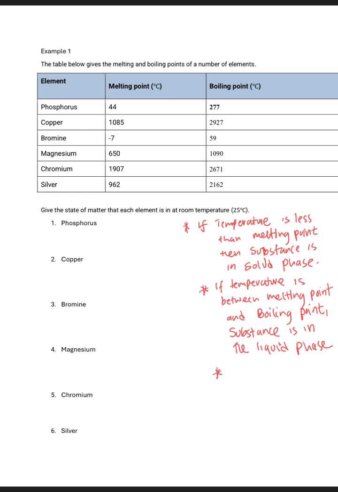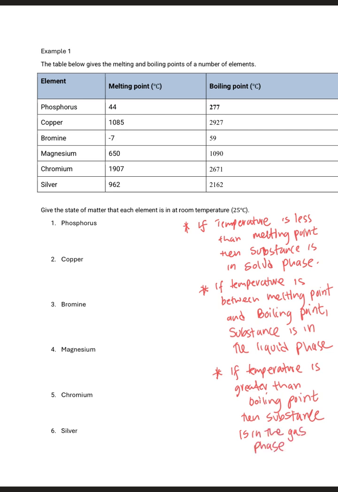And then the third one is that if temperature is greater than boiling point, then the substance is in the gas phase. The substance is in the gas phase. So it's very important to note that.